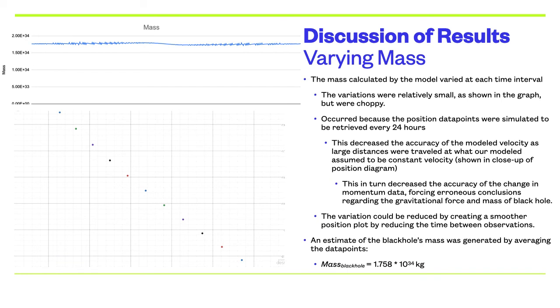This could be solved by observing the star's position at shorter time intervals, which would result in a smoother curve. In fact, the distance traveled by the star between each time interval can be seen in the Desmos graph provided. Now, however, in order to estimate the black hole's mass, we could average all the data points. This was done, and the mass of the black hole was estimated to be 1.758 times 10 to the 34th kilograms. Thank you.